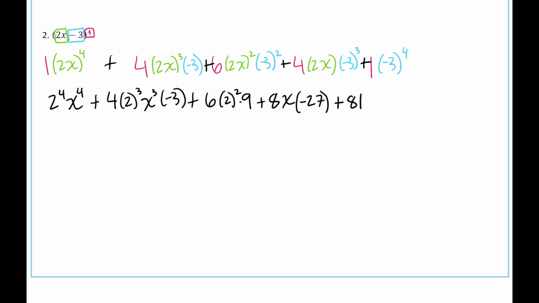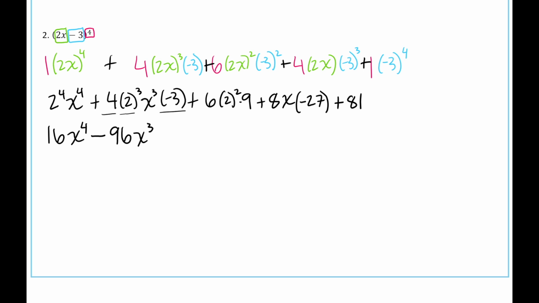So let's keep simplifying this. 2 to the power of 4 is 16. So I'll have 16x to the 4th, plus, this would be a great time to pull out a calculator, and I would do 4 times 2 cubed times negative 3, which is actually going to change the sign. So it's going to be minus, and when I multiply this together, I get 96x cubed. Then I'm going to multiply 6 times 2 squared, or 6 times 4 times 9.